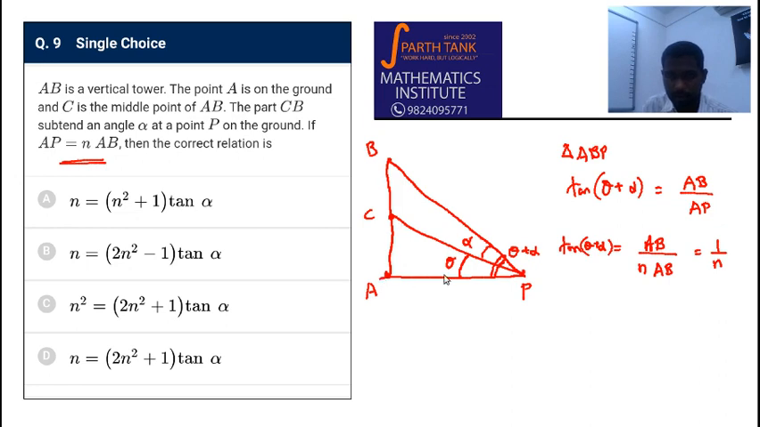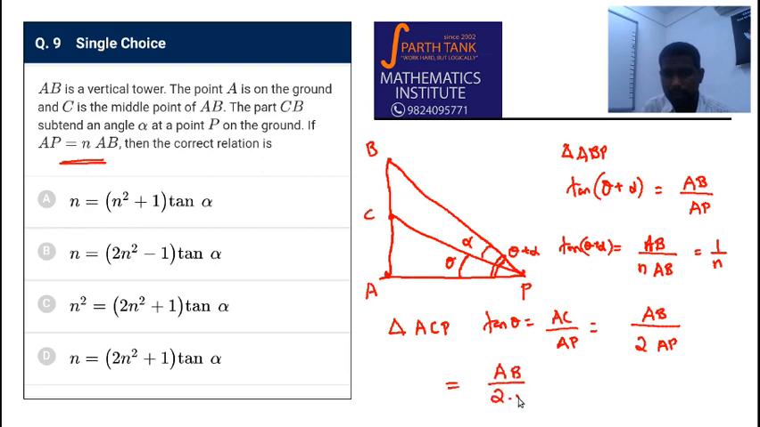Let us take the smaller triangle, that is triangle ACP. In this triangle, tan theta would be AC by AP, right? And we know AC is nothing but AB by 2 because C is the middle point. And we know AP is nothing but NAB. So this would give us 1 by 2n. That is, tan theta is 1 by 2n. Tan of theta plus alpha is 1 by n, tan theta is 1 by 2n. Eliminate theta from these two and you get the required relationship.